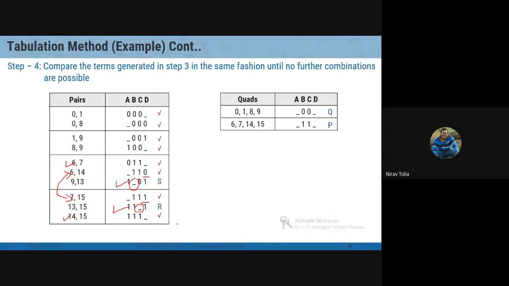So the final answer is: this is compulsory. You can say it is P, it is Q. These two are not combined with anyone, so R and S. P, Q, R and S.